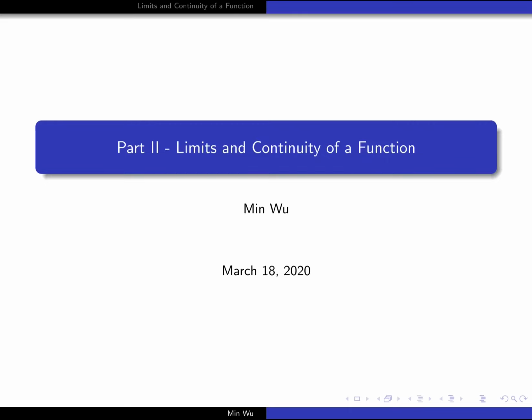Hey guys, welcome back. And now I want to talk about part 2, which is limits and continuity of a function. As the title suggests, there are mainly two topics. First I will define what is the limit of a function at a point. And with this concept, we'll define what we mean by a function to be continuous at a point, and also what we mean by saying that a function is continuous. Okay, so let's get started.